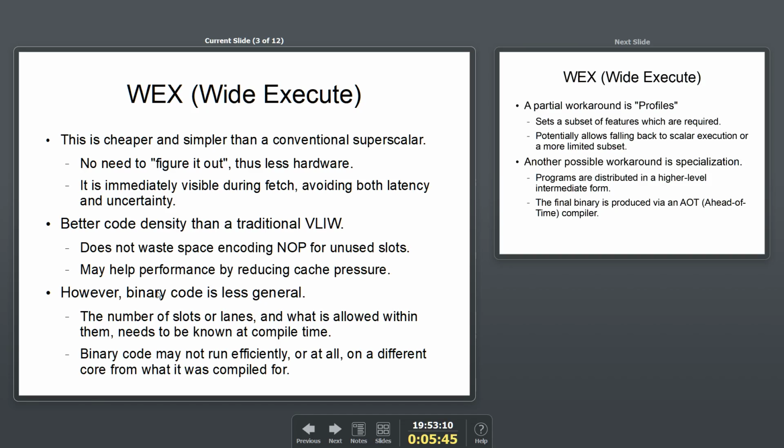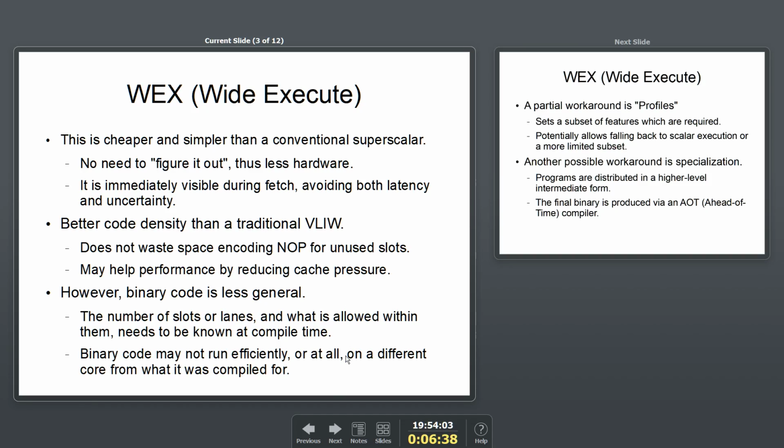However, binary code is less general if compared with something like a superscalar. The number of slots or lanes and what is allowed to be done within them needs to be known at compile time. Binary code may not run efficiently or at all on a different core from what it was compiled for. Both of these are limitations shared with VLIW designs. I tried to work around them some in the design, but I've still not been able to completely avoid these issues.